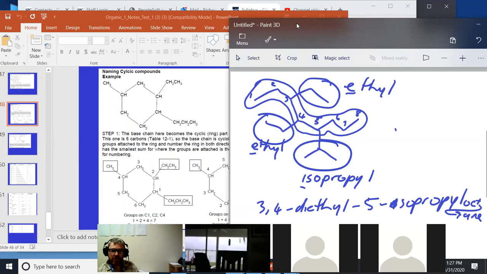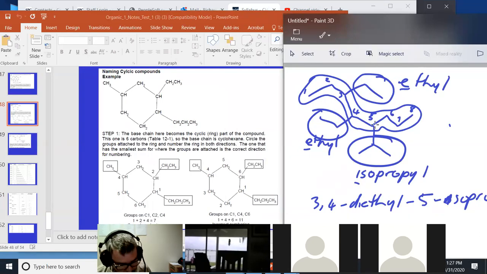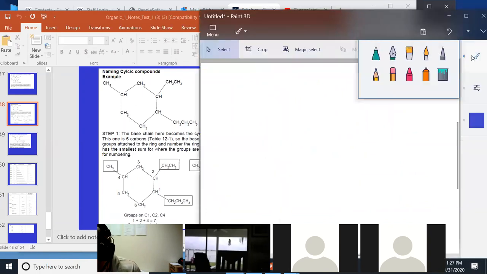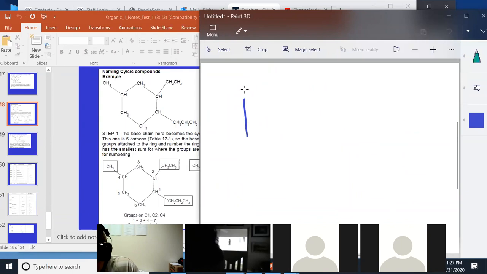Now these cycles are a little bit more challenging, especially with the initial numbering. So we've got our structure, which I'm going to draw as a line structure.